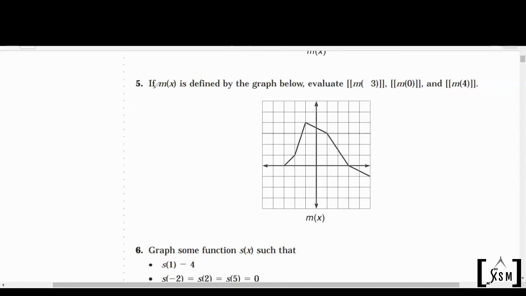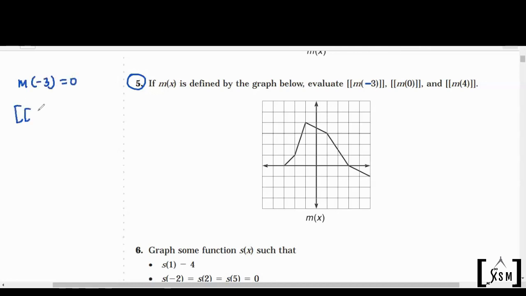Have a look at question number 5. It is the greatest integer function m of -3. So first we'll look at the graph and we'll calculate these numbers. So m of -3 is what? M of -3 means when x is -3, this value is 0. And greatest integer 0 is what? 0. So let me write it. Let me write m -3 value is 0.